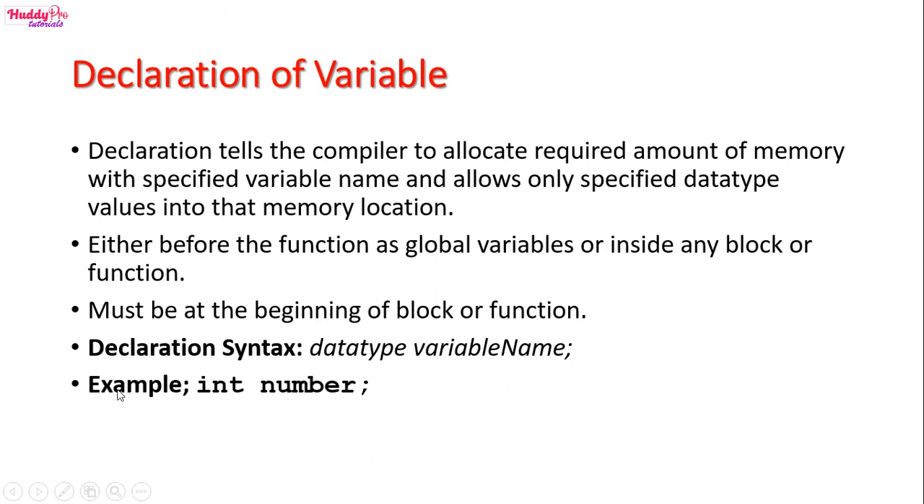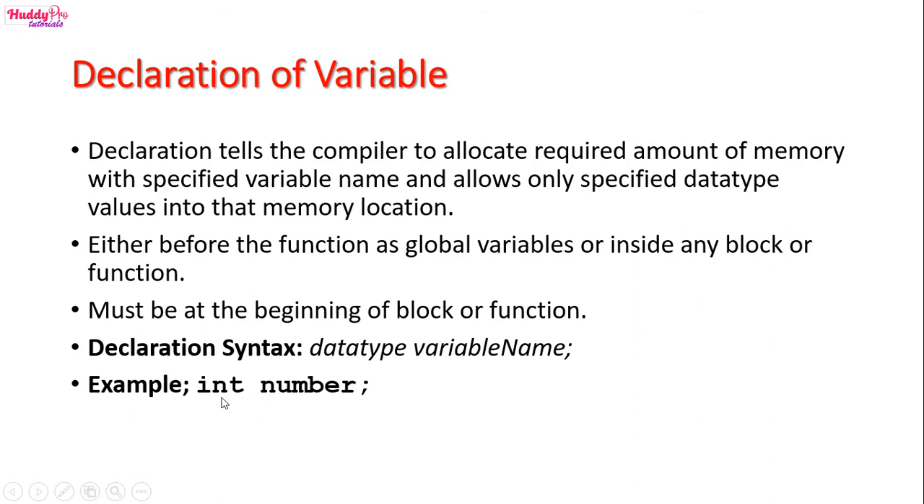Now, this is an example of how to declare a variable. When we say int number, what does this mean? Int is the data type to represent integer, and this number is the name of our variable. So here we are declaring a variable called number, and this variable is of an integer data type. We are using this white space to separate this keyword int and this variable name number.